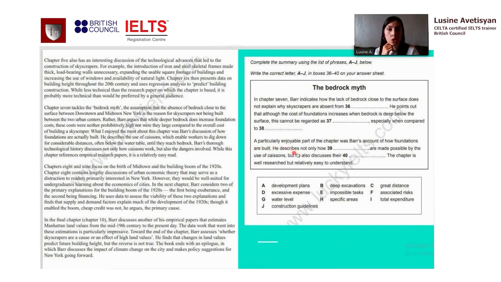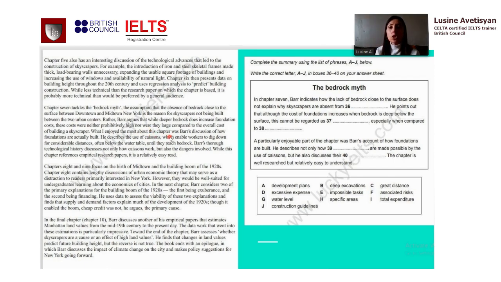A particularly enjoyable part of the chapter was Barr's account of how foundations are built. For me to understand where I need to get it, a particularly enjoyable part of the chapter. So this means that we are still talking of the same chapter, right? We were in chapter 7. A particularly enjoyable part of the chapter. What I enjoyed the most about this chapter.